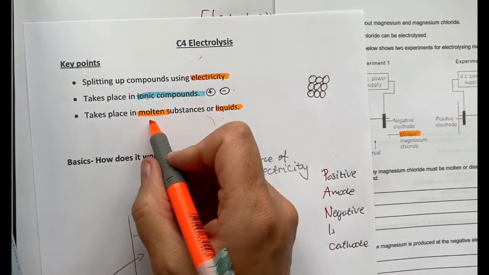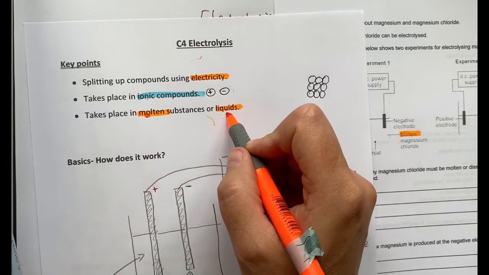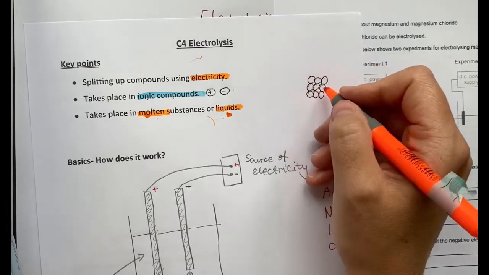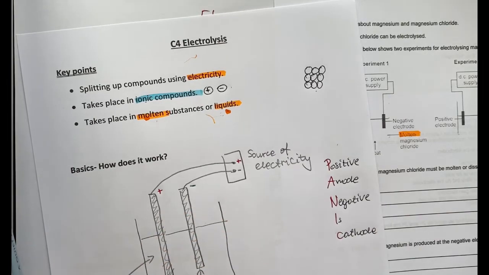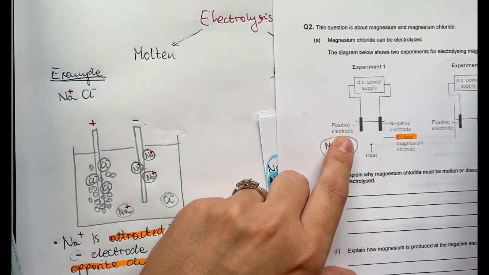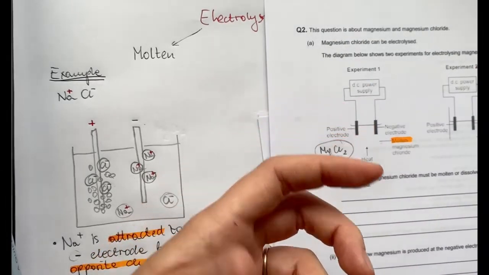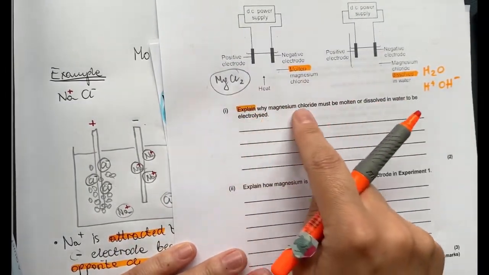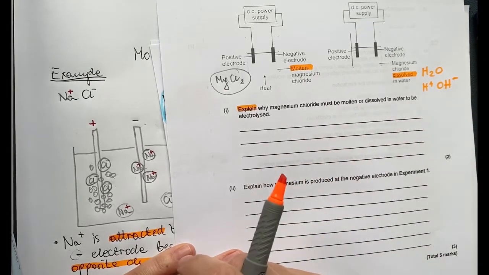I think we talked about this slightly at the beginning. So we said that electrolysis only takes place in molten substances or substances that are liquid. Why not in solids? What do you think particles are like in solids? Well, they're very attracted to each other, so they can't move. So imagine if I put an ionic solid in here, do you think that would work? Yes or no? Why? The question is explain, so tell me why magnesium chloride must be molten or dissolved in water to be electrolyzed.